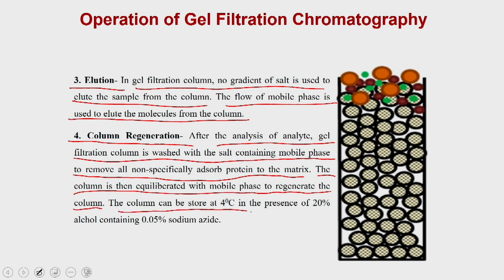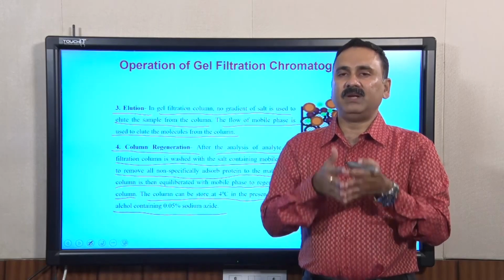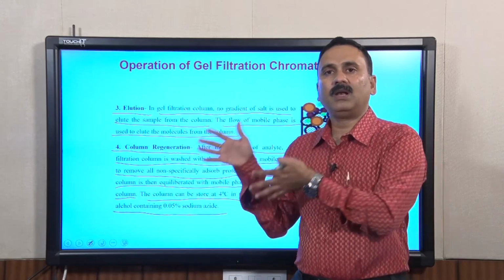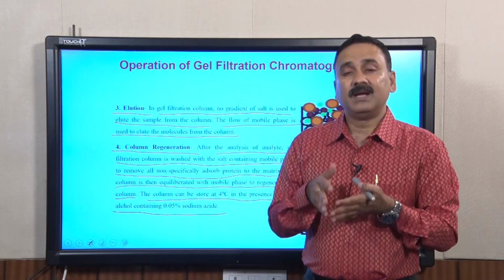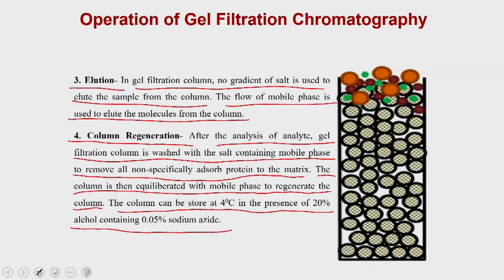The column can be stored at 4 degrees in the presence of 20% alcohol containing 0.05% sodium azide. Just as we discussed for ion exchange chromatography and hydrophobic interaction chromatography, the column is always stored in 20% alcohol containing 0.05% azide, so that you will not see a growth of bacteria.